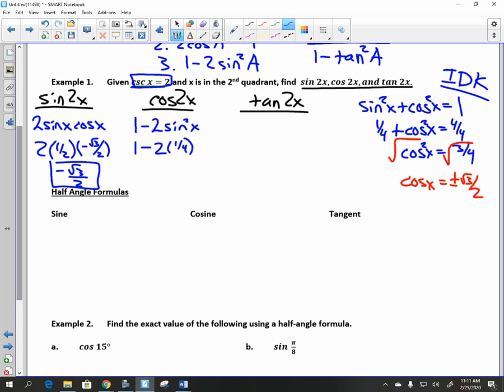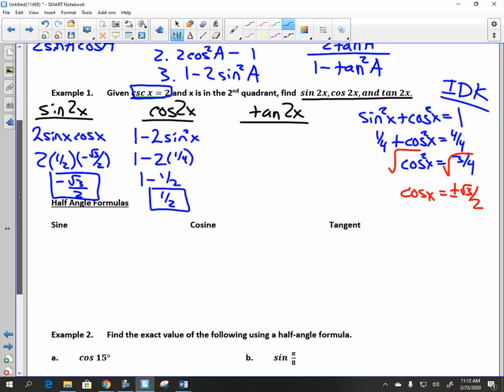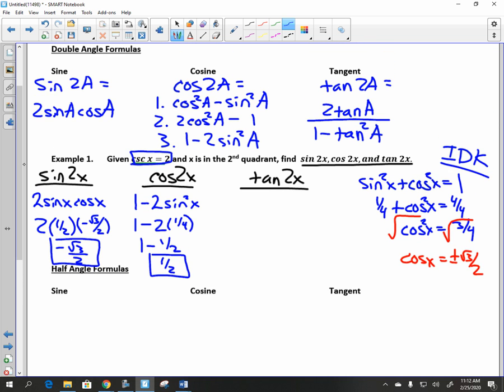What's 2 times a fourth? So I get 1 minus a half. What's 1 minus a half? A half. And everybody's looking at the tangent formula like, oh crap. I don't actually use that tangent formula. I say if we want to figure out tangent of 2a, we use a different formula. We use sine of 2a over cosine of 2a.